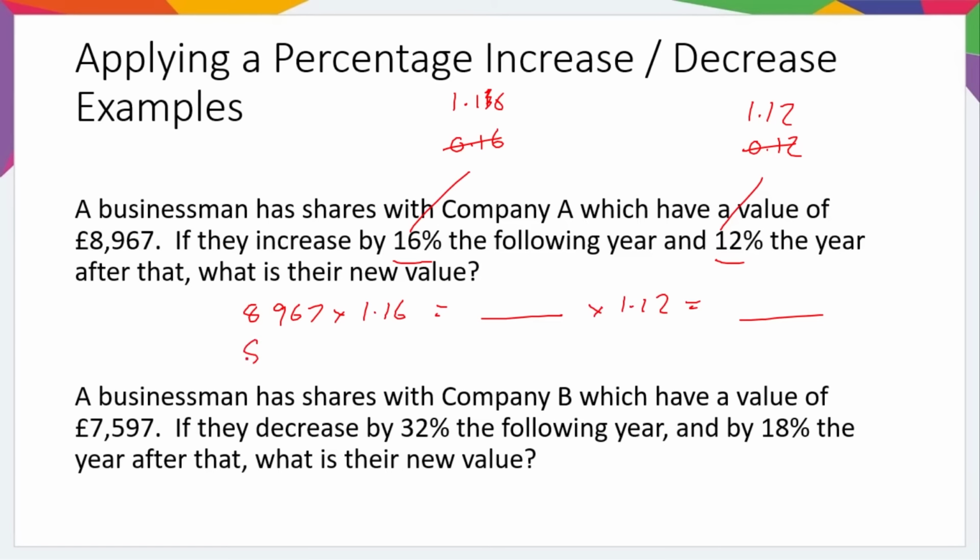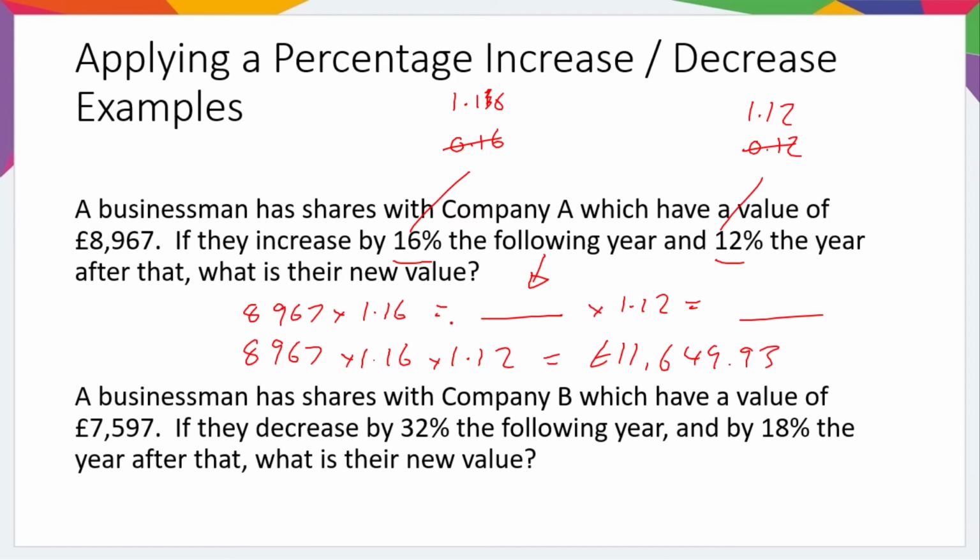But there's a much quicker way. 8,967 multiplied by 1.16 multiplied by 1.12, because we really don't care what it is after the first year before it's increased again. So we can just do it all in one hit. So 8,967 multiplied by 1.16 times 1.12, which comes to a total of £11,649.93 to the nearest penny.